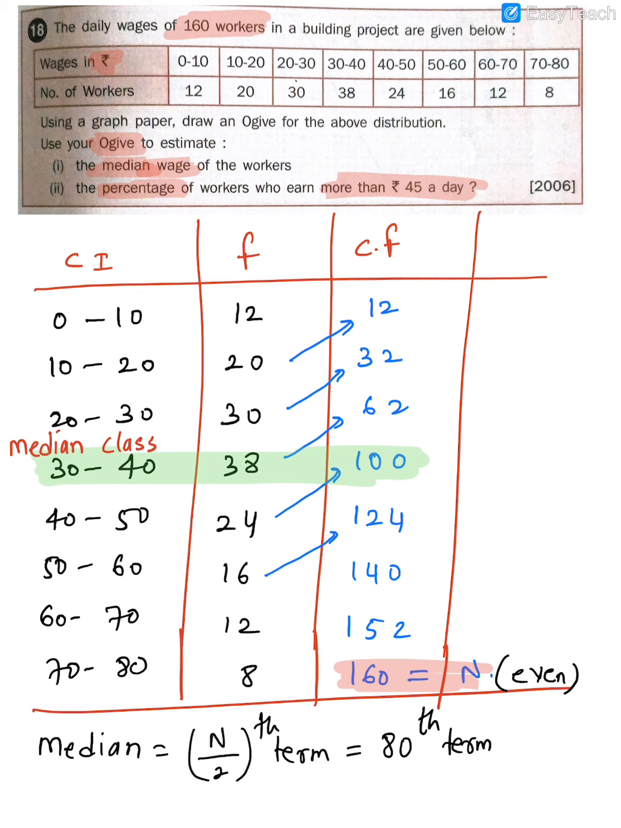Why is it called the median class? I hope you can make out, because our median lies between 30 and 40, so they named it the median class. Now the thing is, how do you find exactly the median which is between 30 and 40? For that you have to draw an ogive. So now we'll learn how to draw an ogive.